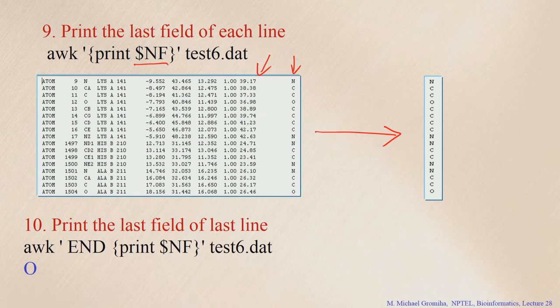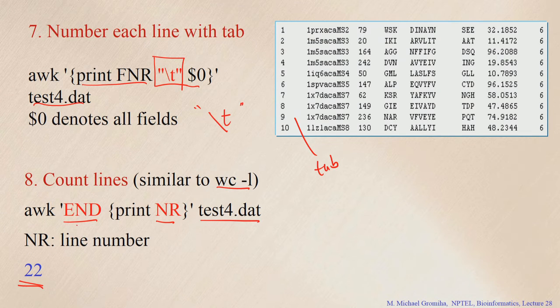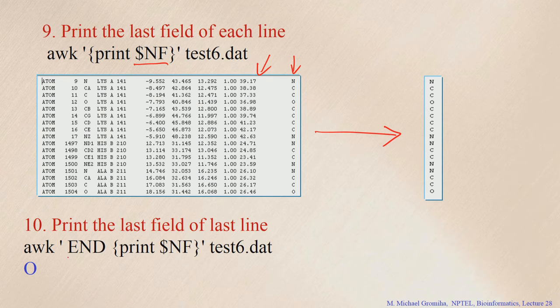It is also possible to get the last field of the last line. Just now we saw the total number of lines, so we put END when you give this line number. We combine them: this is END, and print $NF is the last field of the last line, that is O. You can see the result over here. Likewise, you can manipulate any data file as we require.